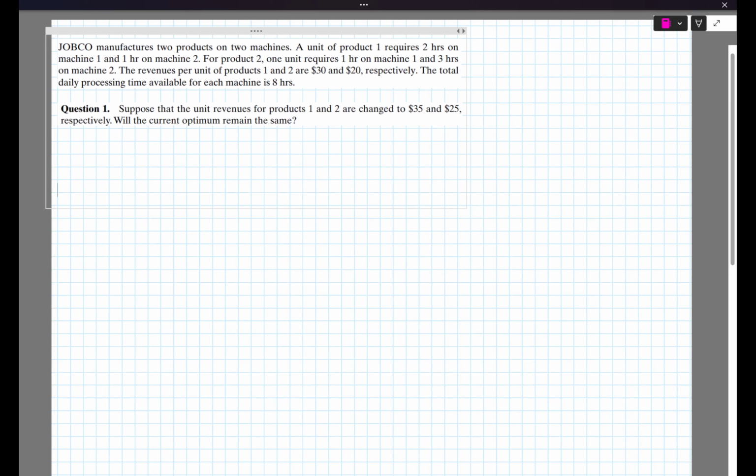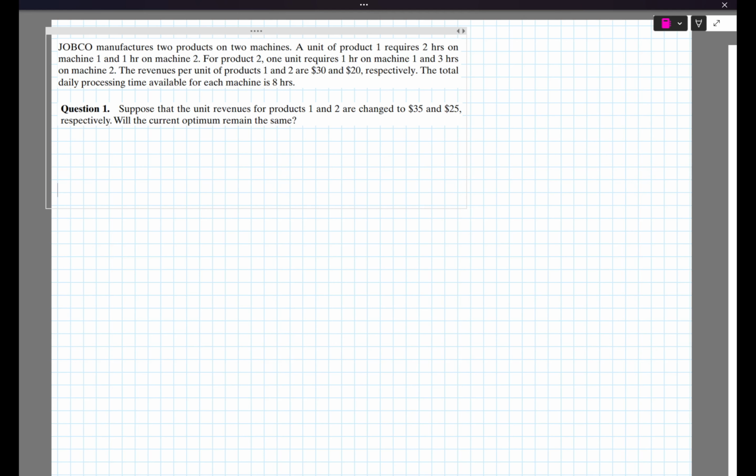So this one has to do with sensitivity analysis. Some company manufactures two products on two machines. A unit of product one requires 2 hours on machine one and 1 hour on machine two. For product two, one unit requires 1 hour on machine one and 3 hours on machine two. The revenue per unit of products one and two are $30 and $20. Total daily processing time available for each machine is 8 hours.